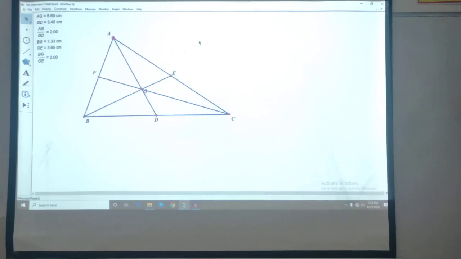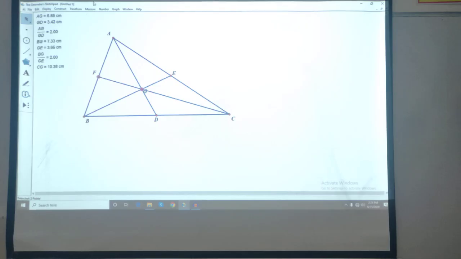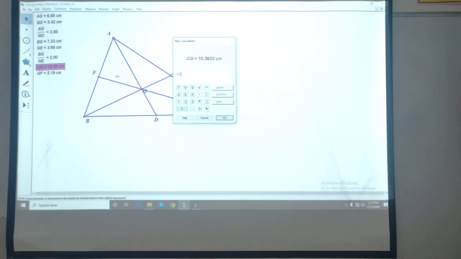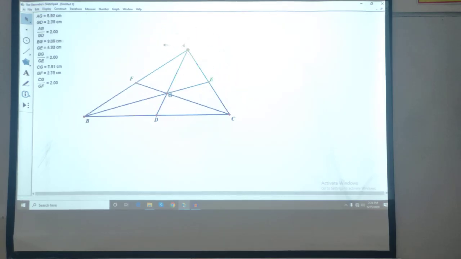I will give you the proofs as well. Today I am just verifying the important results for you. So go to CG. Its length is 10.8 centimeter. GF comes out to be equal to 5.19 centimeter. You can calculate the ratios as well. CG upon GF comes out to be in the ratio 2:1. Hope it is clear to all of you.